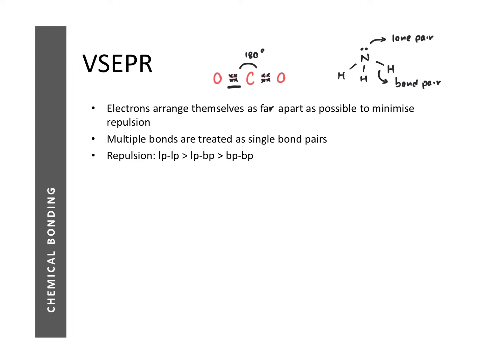The last point to remember is this: the repulsion between two lone pairs is stronger than the repulsion between a lone pair and a bond pair, and the least of the repulsions will be between a bond pair and a bond pair. With these three points in mind, let us see how we use them to determine the shape of a molecule.